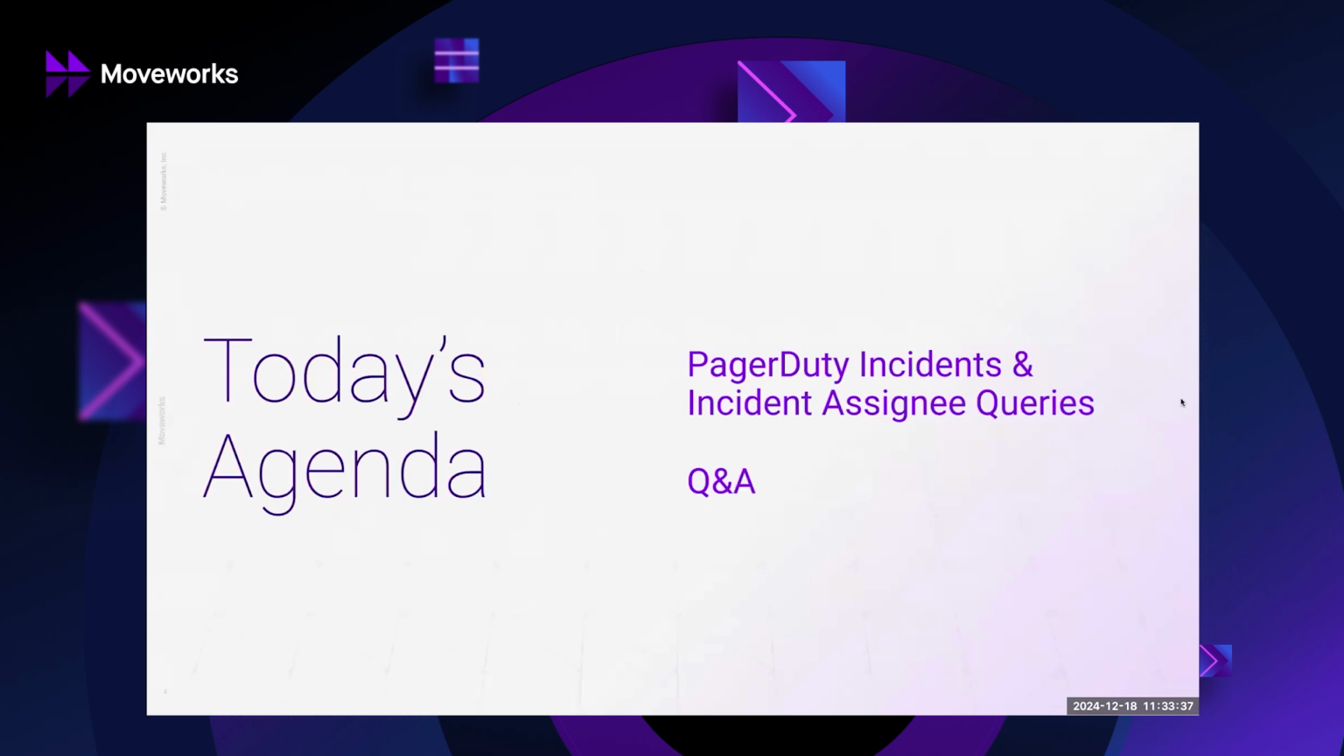So for today's agenda, we're going to give a high-level overview of Moveworks Agentic Automation Engine. We're going to go through a Purple Chat Builder example as well as a demo implementation of PagerDuty incidents and incident assignee queries, and then we'll have a Q&A session at the end.